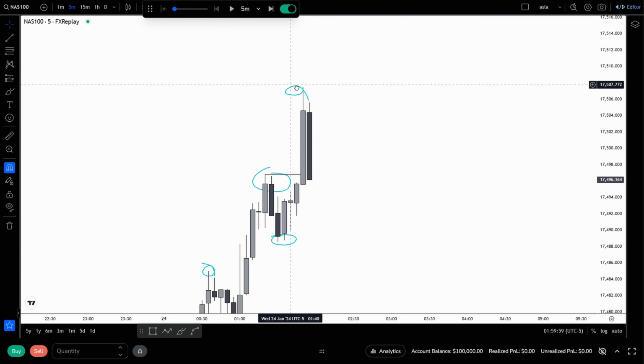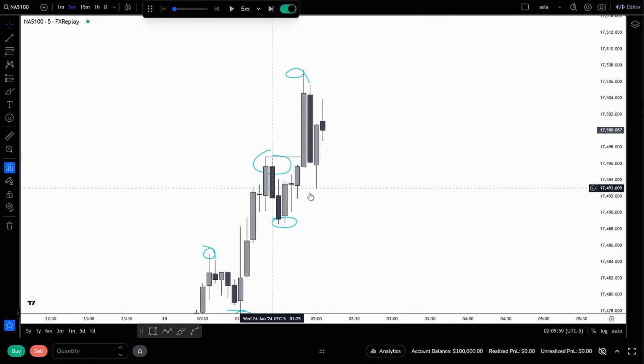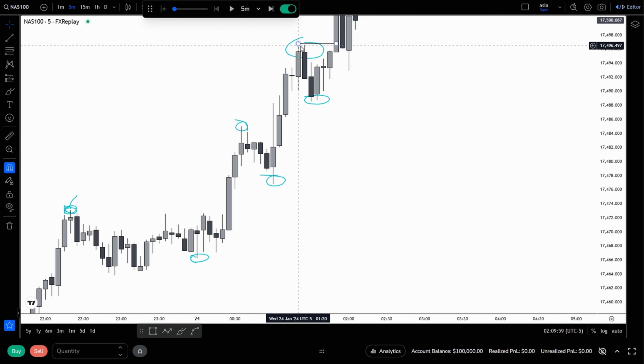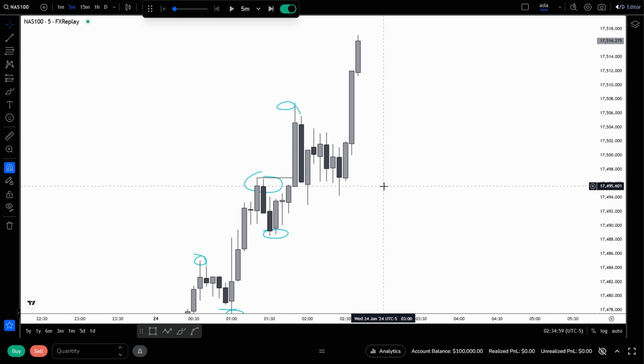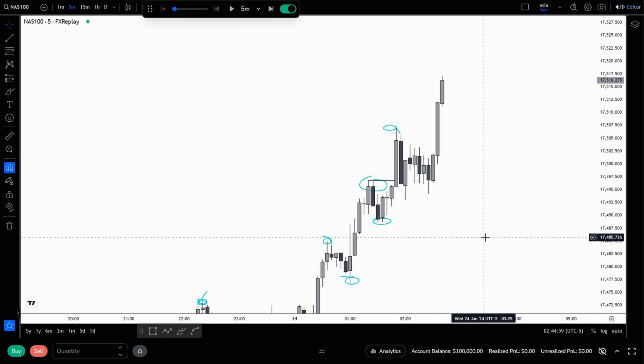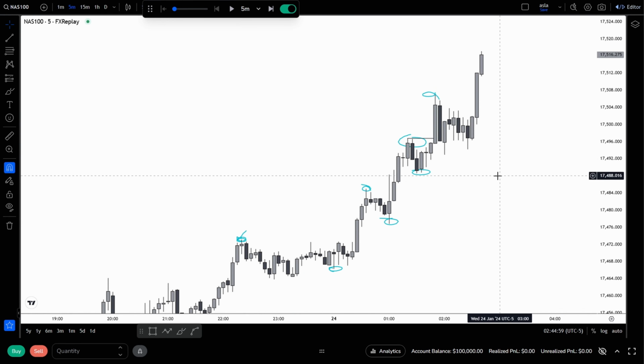Once the swing confirms, the structure is intact. This process just keeps repeating. Higher high, higher low, higher high, higher low. That consistent sequence is what defines a bullish trend. It is nothing complicated. It is simply structure. As long as price keeps forming higher highs and higher lows, the trend remains bullish.